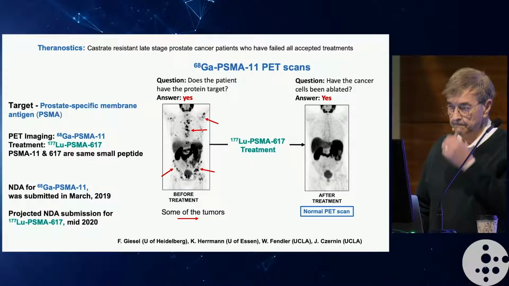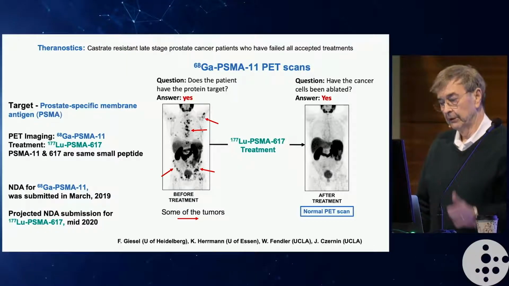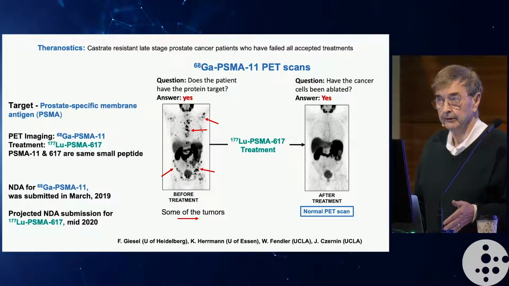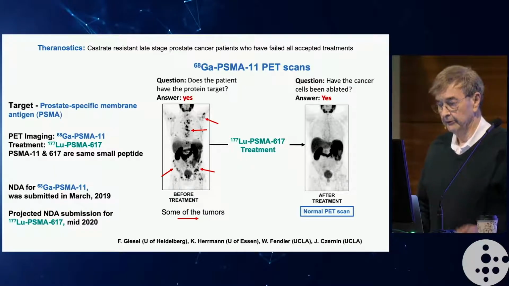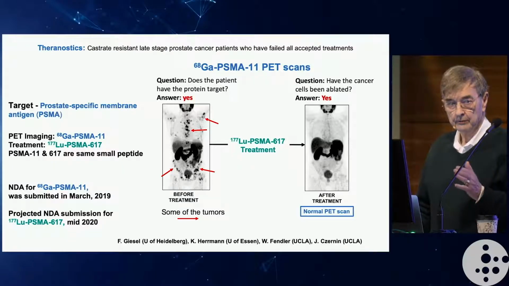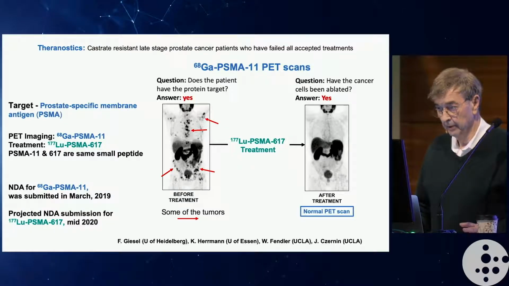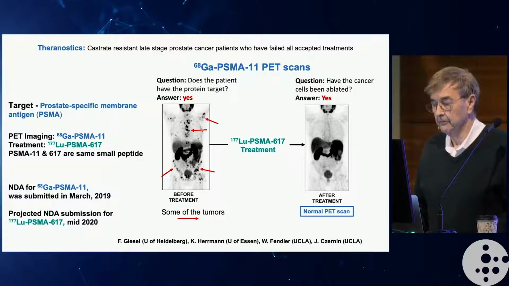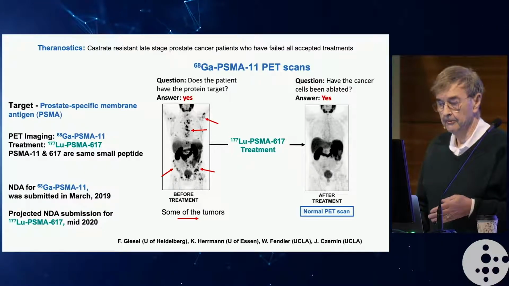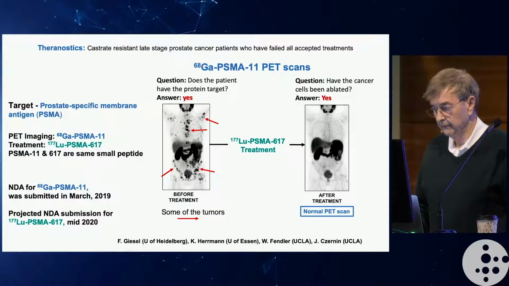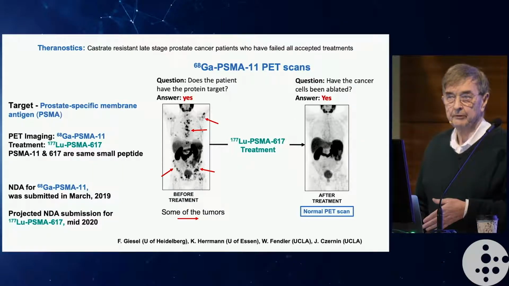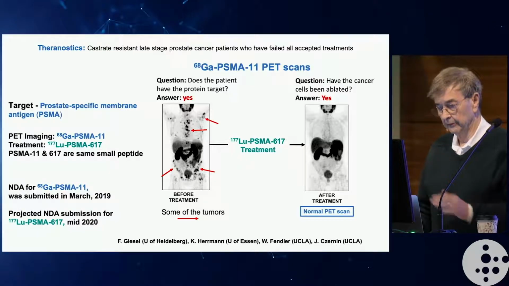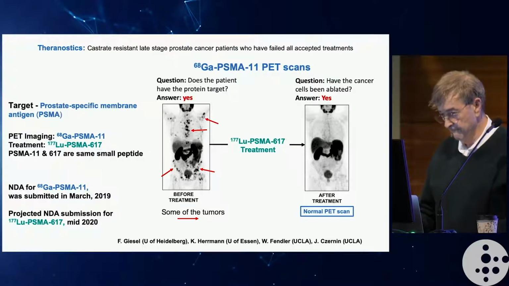So again, we go to the image, ask the question, does the patient have the protein target? The answer in this patient is yes, with a large array of metastases throughout the bone from castration-resistant prostate cancer. Treat the patient with lutetium PSMA 617. Go back and image the patient. Have you ablated the cells? And again, you see in this patient, the answer is yes.